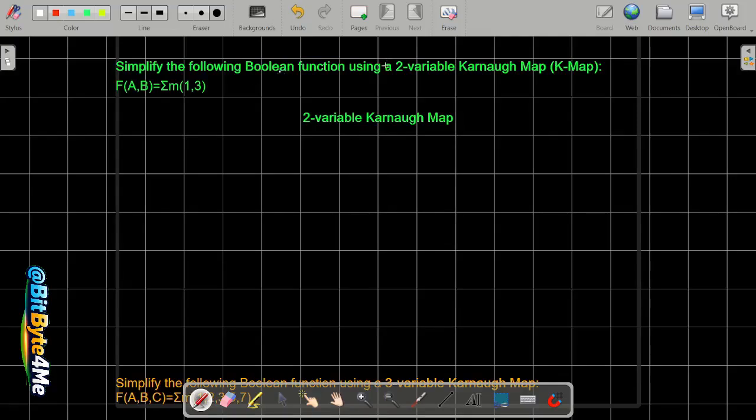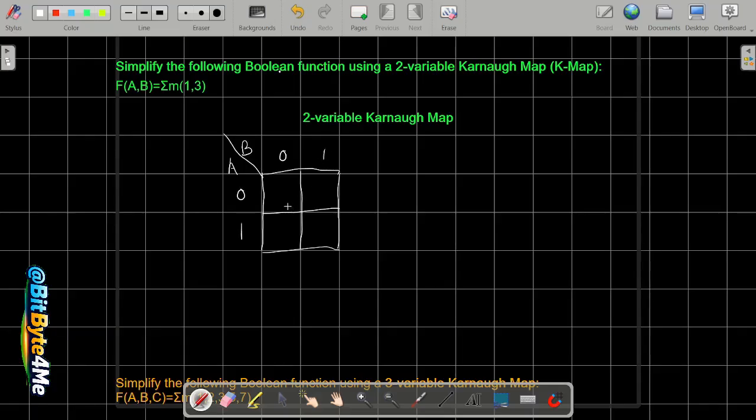Simplify the Boolean function using two variable K map. The function is f(a, b), where a and b are the variables, and the function is sigma m(1, 3). So these are the terms of the variables a and b. The value of a can be 0 or 1, and the value of b can be 0 or 1.